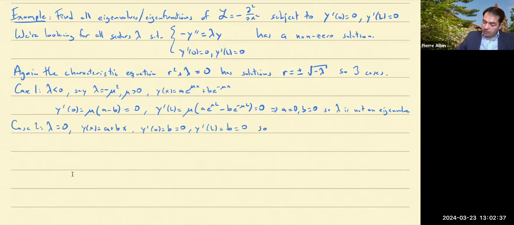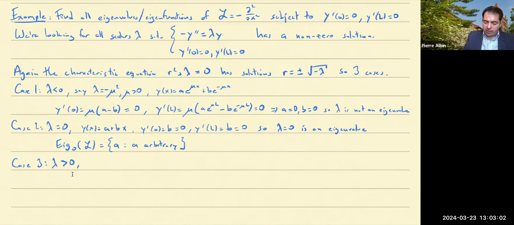So lambda equal to 0 is an eigenvalue, and the corresponding eigenspace consists of all constants, call them a. Okay, case 3, when lambda is positive, so let's say lambda is equal to mu squared with mu positive.